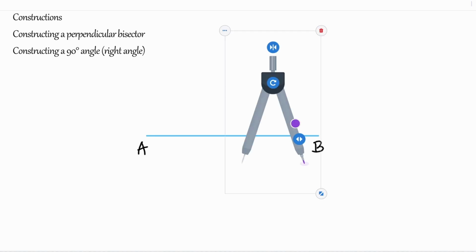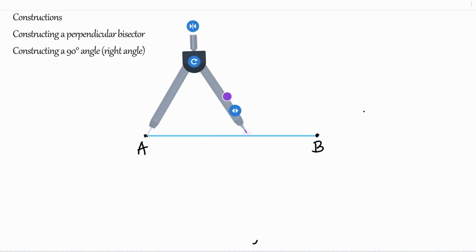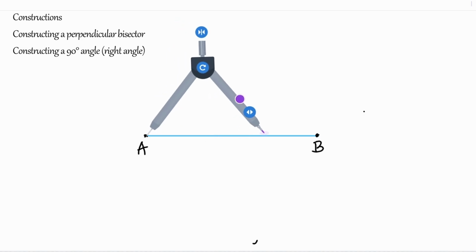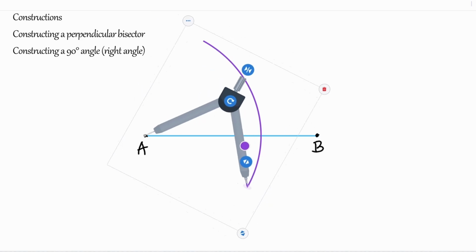In order to bisect the line AB, the first step is to put the pointed part of the compass at point A, and then open the compass to a width which is more than half of the line. So we can open it to about there. We are then going to draw an arc going from the top to the bottom.